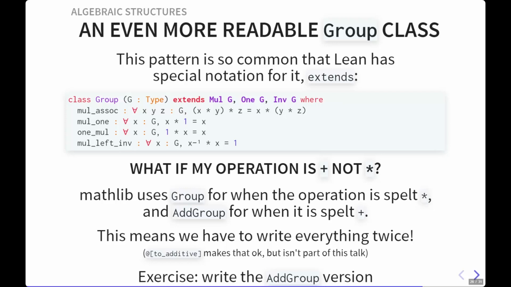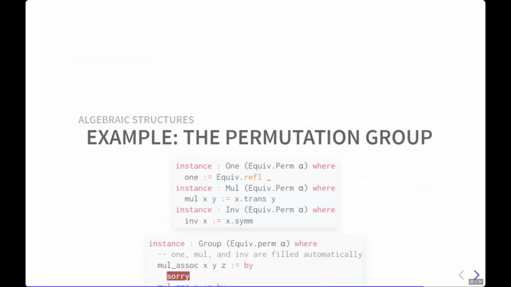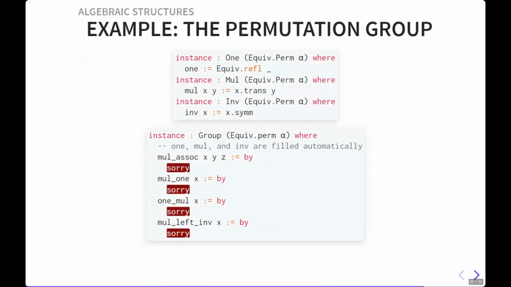I think there's some quite good documentation on to_additive that gives some examples like that. So we've now seen how groups are defined.